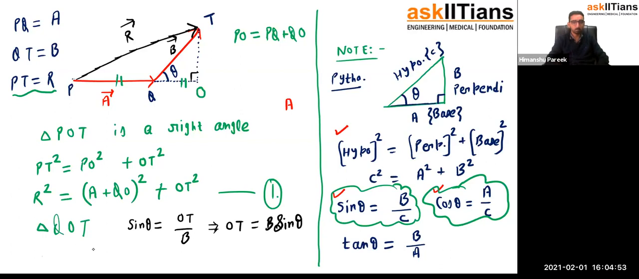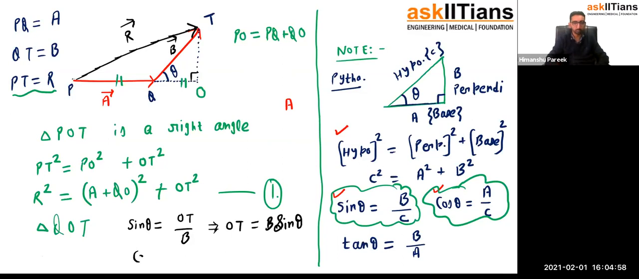Similarly, let us talk about cos theta. Now, what is cos theta here, guys? Cos theta is base upon hypotenuse. Follow this. Base upon hypotenuse. Now, base is QO. Hypotenuse is B. So from here, you will be getting QO is equal to B cos theta. Very simple.